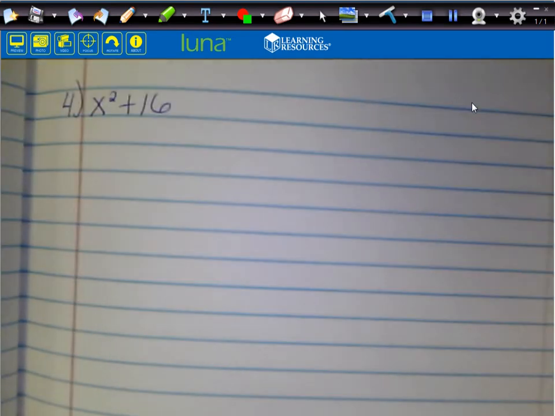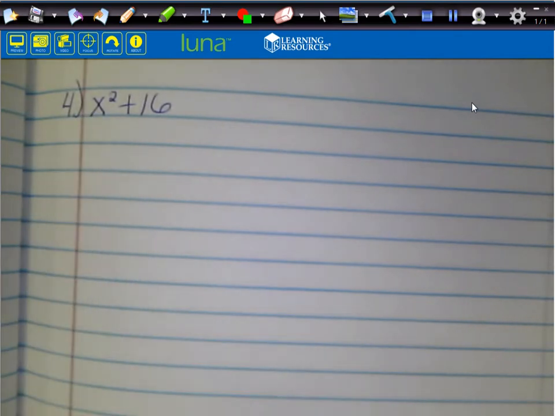Alright, go ahead and write down number 4. It has x squared plus 16. Alright, with this one, again, we need to look for a GCF first, but there's not one because we have an x squared and a 16. Now we need to look to see if it's the difference of perfect squares.